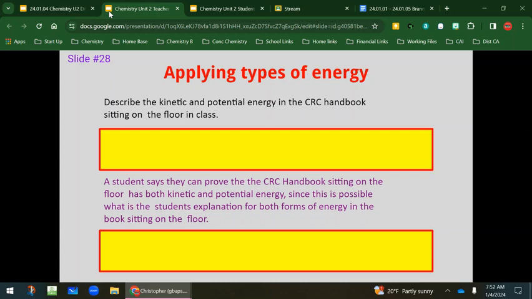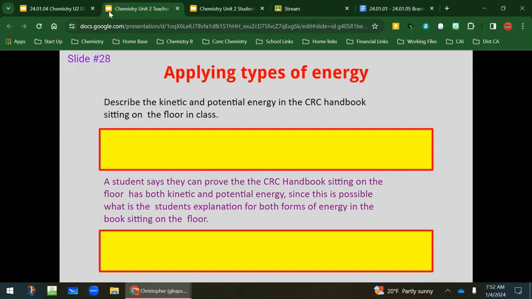How can it have kinetic and potential when it's sitting there on the floor not moving? The electrons, they're moving. The atoms, the particles are going around. The electrons and the neutrons, they're moving. You're absolutely correct.